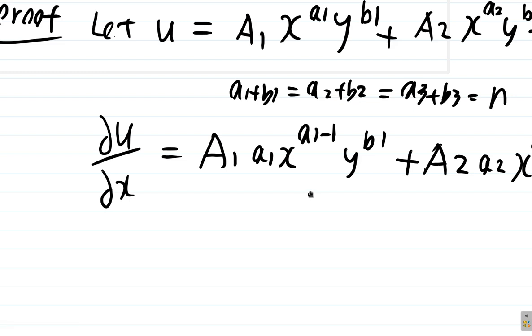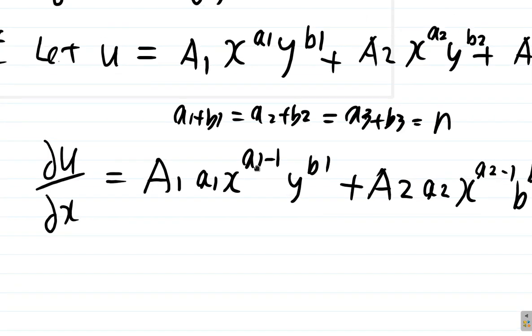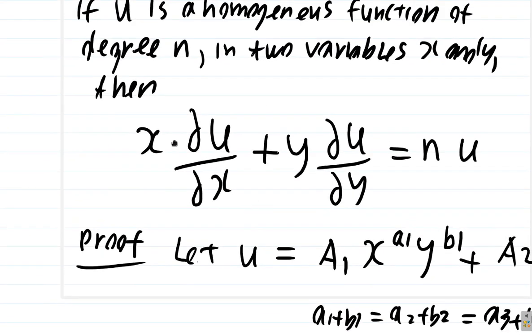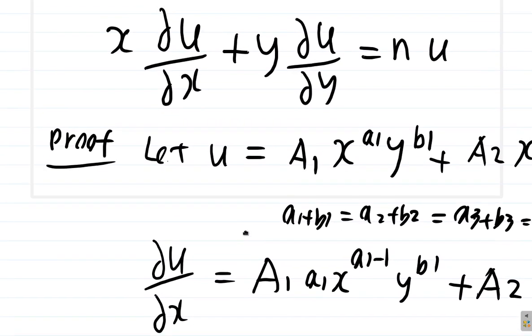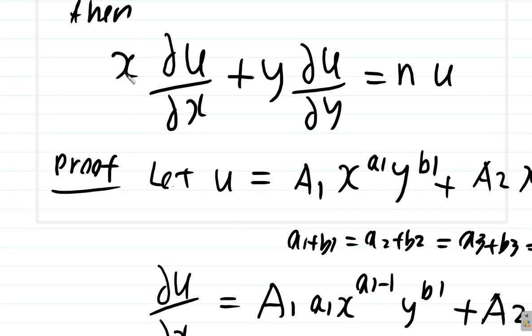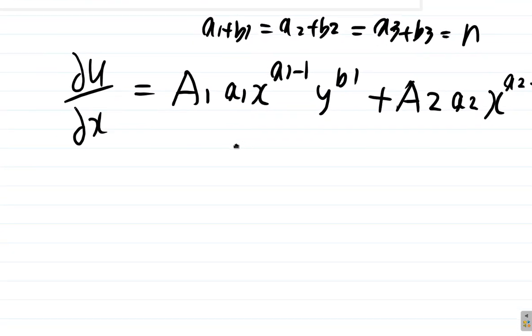But now, the thing is, we don't want any x to the a1 minus 1, we don't want the minus 1s in the power. So what can we do? Whatever we're going to do, we're going to get the x times delta u by delta x. So what we want to do is go from delta u by delta x to x times delta u by delta x, so it's consistent with what we have up here. So what we do, multiply by x.